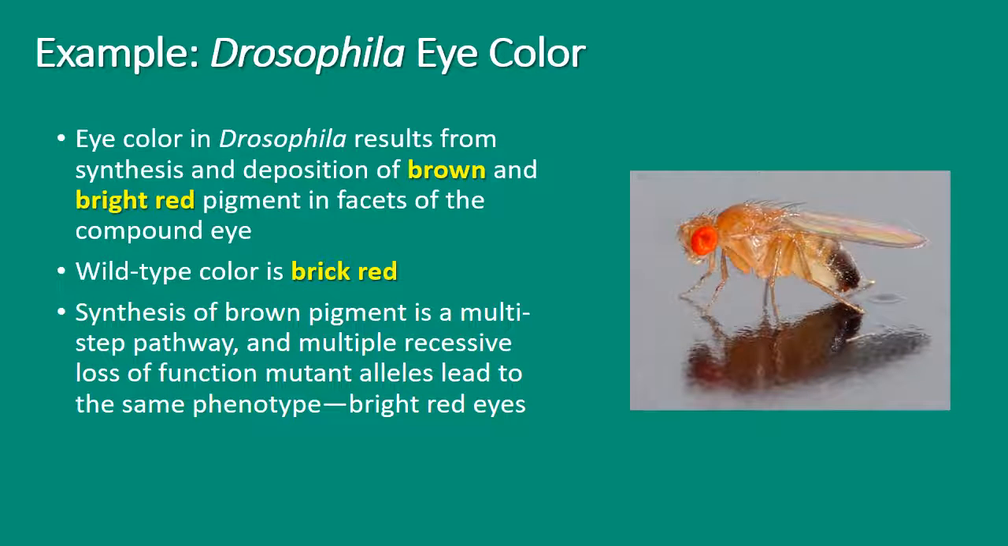But if anything happens in the process of making either of these pigments, it's going to lead to different eye colors. Specifically, if you don't make brown pigment, the eyes are going to be bright red. There might be 5 different enzymes involved in the production of that brown pigment, and if there's a mutation in any one of those 5 enzymes, you're not going to make the brown pigment.